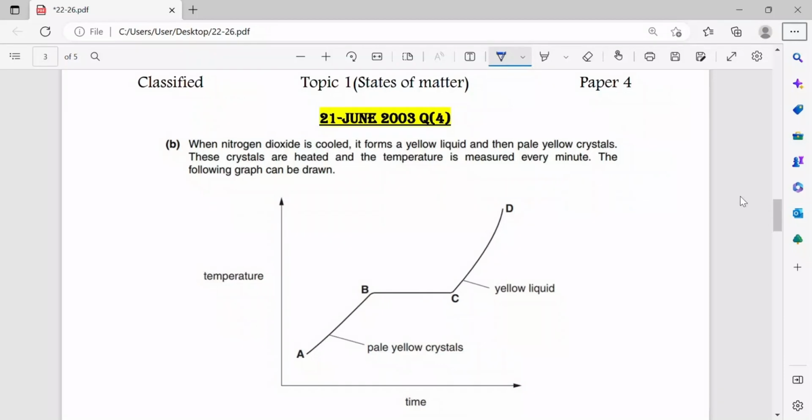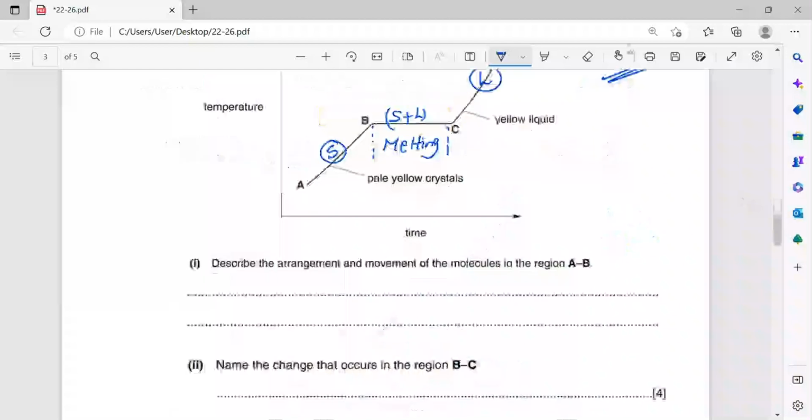Question 21. When nitrogen dioxide is cooled, it forms a yellow liquid and then pale yellow crystals. These crystals are heated, and the temperature is measured every minute. The following graph can be drawn. So this graph is the heating curve. Describe the arrangement and movement of the molecules in the region A to B.